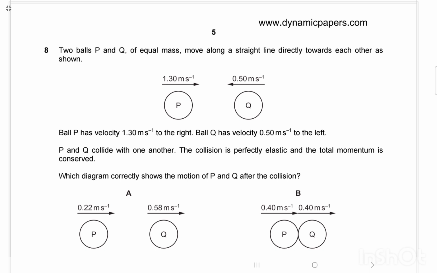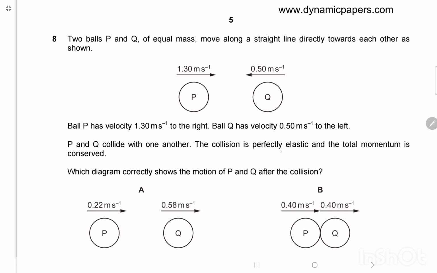Question number 8, a momentum question, clearly. Two balls P and Q of equal mass move along a straight line directly towards each other as shown. Ball P has velocity 1.30 meters per second to the right. Ball Q has velocity 0.50 meters per second to the left. P and Q collide with one another. The collision is perfectly elastic and the total momentum is conserved. Which diagram correctly shows the motion of P and Q after collision?